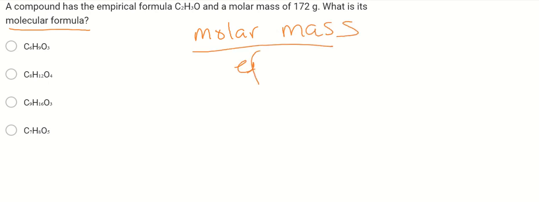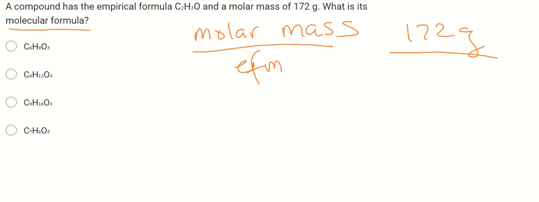Okay. Compound has an empirical formula and molar mass. All right, we need to find the molecular formula. Remember, if we want to get the molecular formula, we take the molar mass, which is always given, and see how many times the empirical formula mass goes into it, because that's the lowest ratio. It's giving us the molar mass is 172 grams. We've got to figure out what this empirical formula mass is.